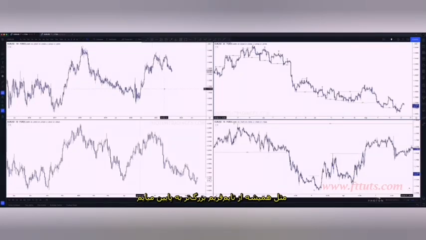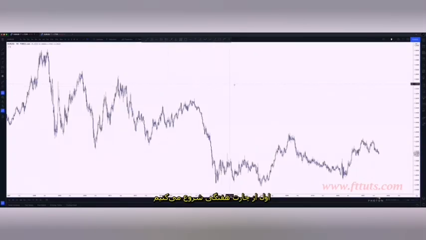As always, we're going to take a top-down approach. We're going to start from the top and slowly work our way down through the time frames to increase that timing and accuracy. So, hopping on the weekly chart.